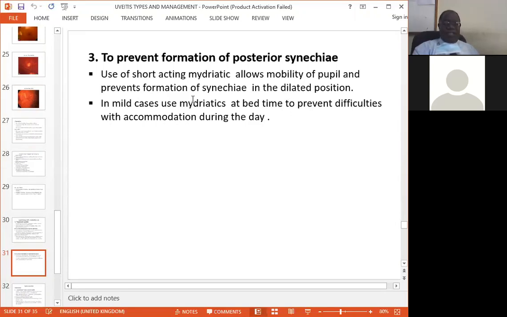In mild cases, use mydriatics at bedtime to prevent difficulties with accommodation during the day. Why? Because at bedtime, by the time they wake up, the effect of the mydriatic is gone. If you give them a stronger one, they'll wake up with dilated pupils. They can't focus properly during the day.